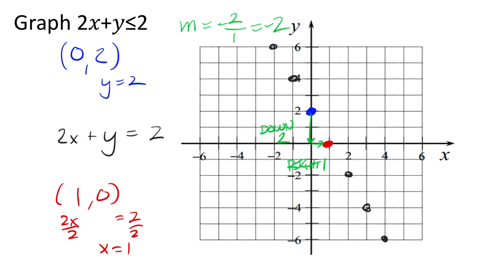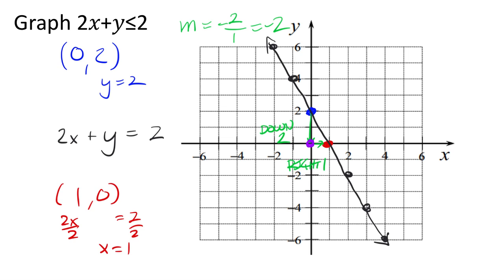The next thing that we're going to do for this one is determine if it should be solid. And this one should be solid because you can see the equal sign as part of the inequality. So I'm going to try my best to make that straight. That looks okay. Now we need a side of the line to shade.